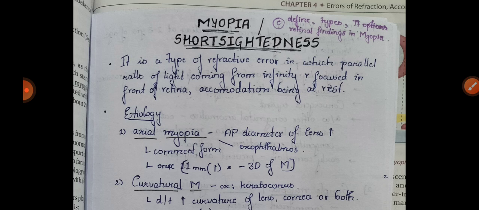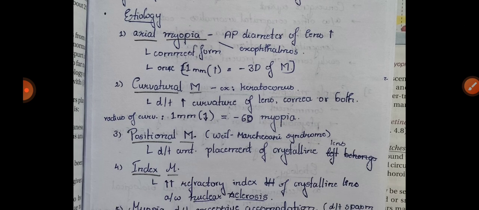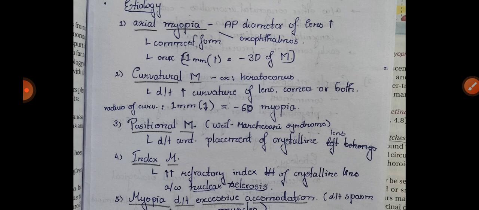Okay, definition of myopia: it is a type of refractive error in which parallel rays of light coming from infinity are focused in front of the retina with accommodation being at rest. What is the etiology of myopia? It can be axial, curvature, positional, index, or myopia due to excessive accommodation.